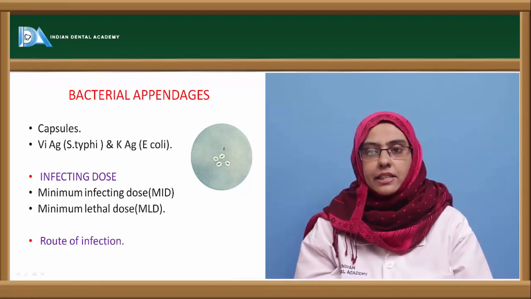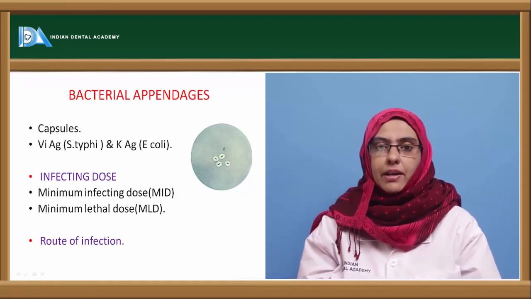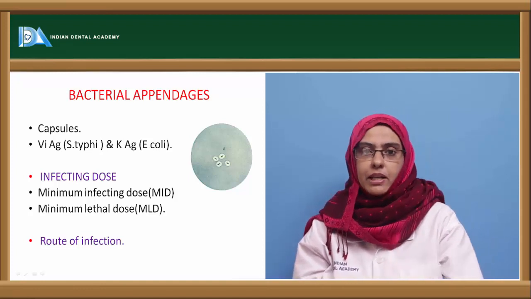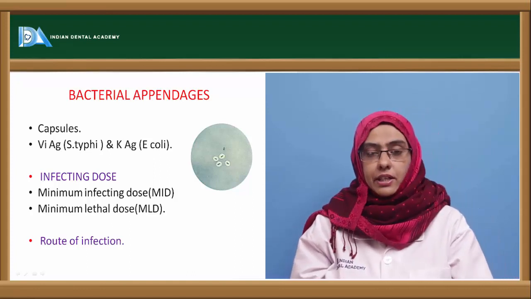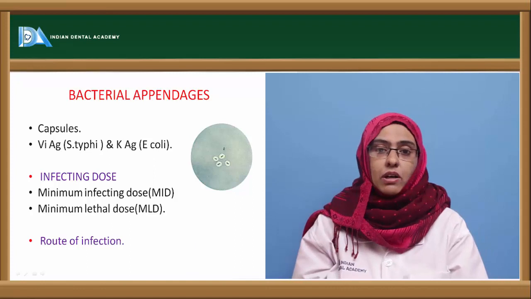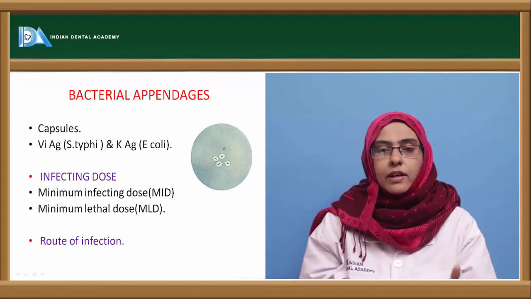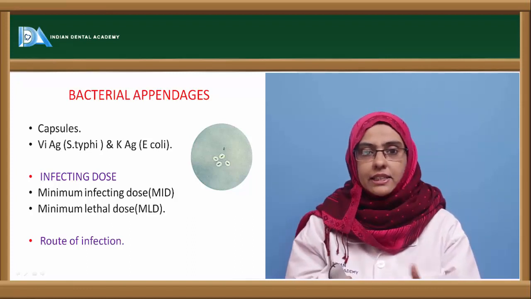coli is the Vi antigen. The K antigen also prevents phagocytosis by macrophages, and they also protect themselves from being killed by complement systems. Next is the infecting dose. The infecting dose is very important for the organism to be pathogenic in nature. It is not one or two organisms that can cause infection in the human body, but a group of organisms that, when entered into the body, can initiate the infection. That is called the infective dose.